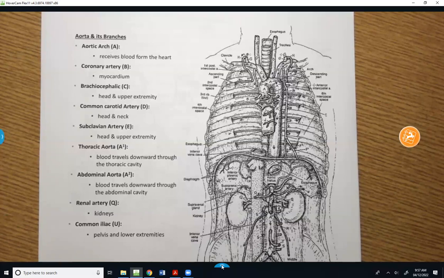And then as you can see, there's blood vessels periodically breaking off of there to feed various structures in the body. And I list what structures are fed by each of those. For example, the brachiocephalic feeds the head and the upper extremity.